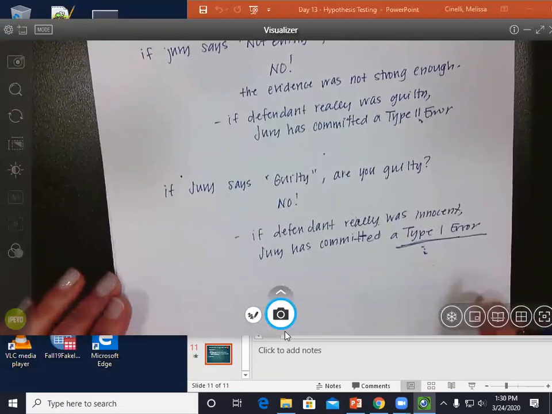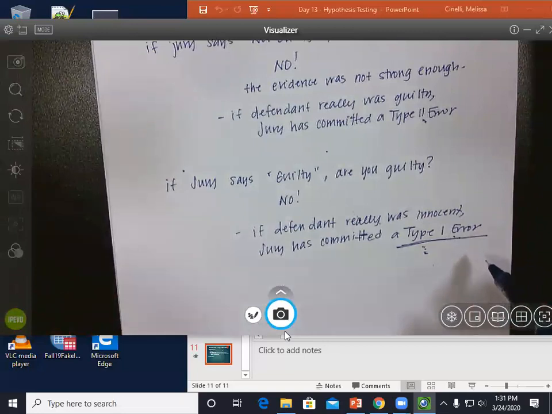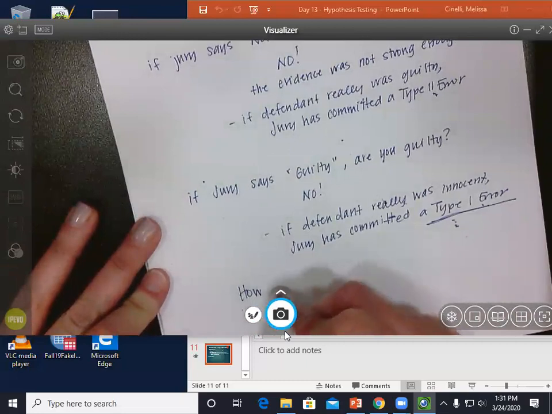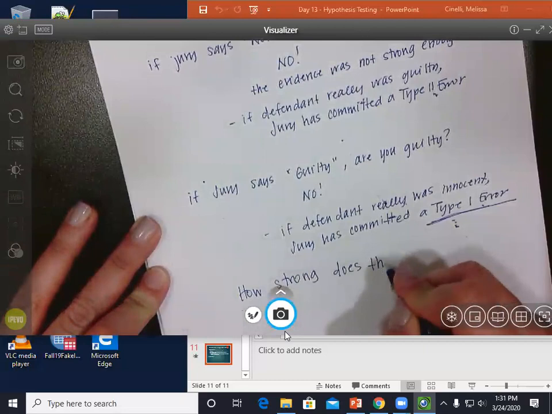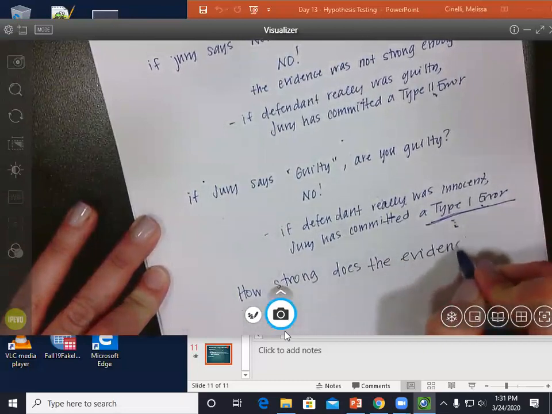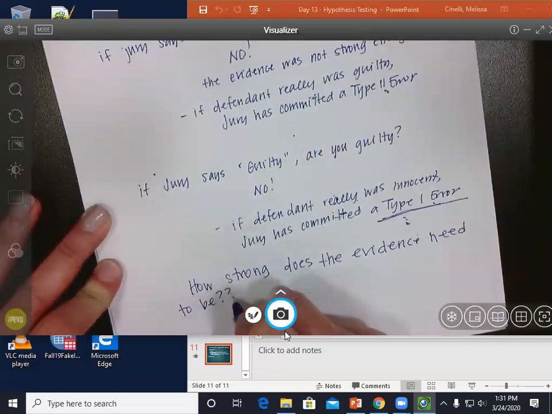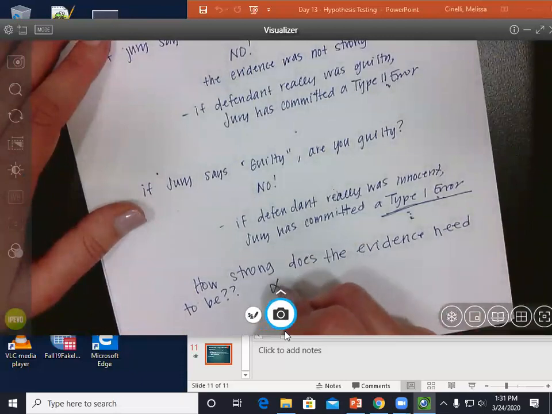All right, and so the next question is, if we're trying to minimize type 1 errors, meaning that we need strong evidence before we decide to reject the null and conclude that there really is a population level difference or there really is a population level relationship, how strong does the evidence need to be?